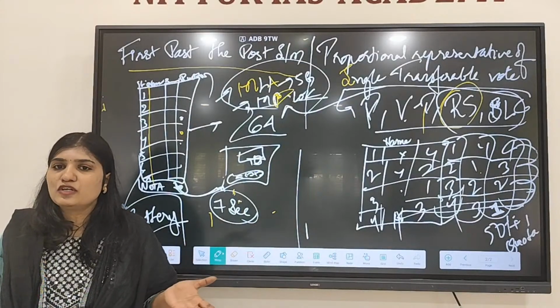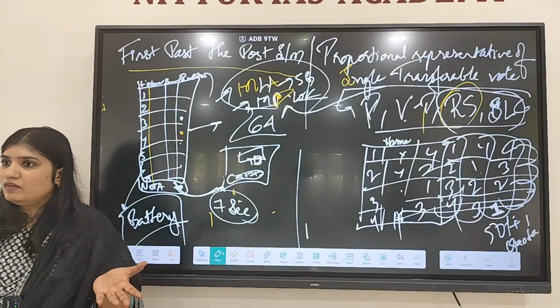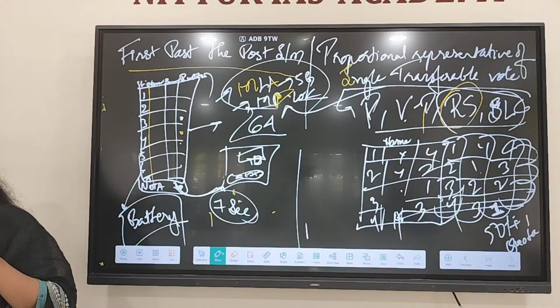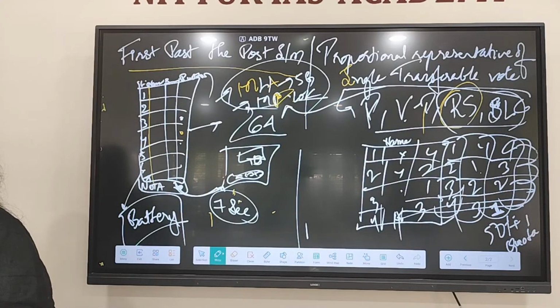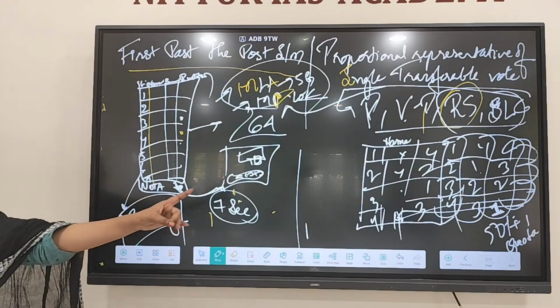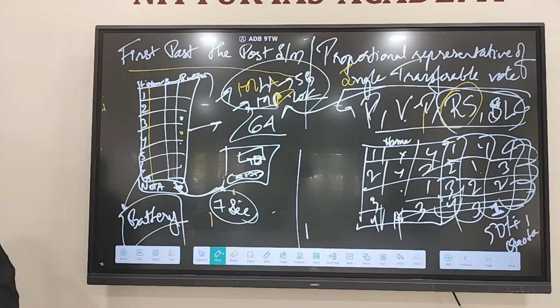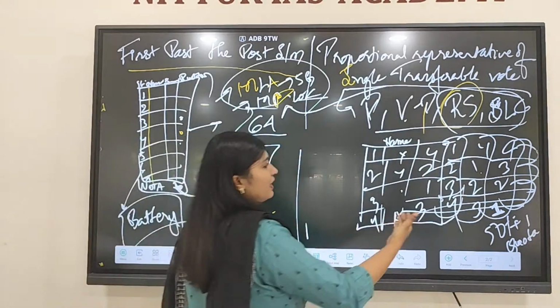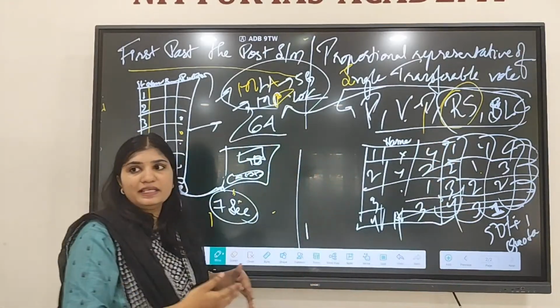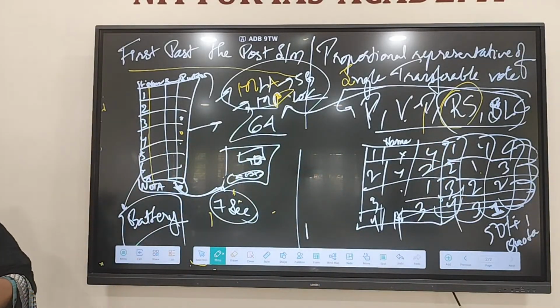What is the population of India? 145 crore. What is the voters population in India? 90 crore. Is it possible to print and count 90 crore ballot papers? It's very difficult. And also if we do it on a preference basis, it's very confusing for the agents and also for the calculation of the voting.